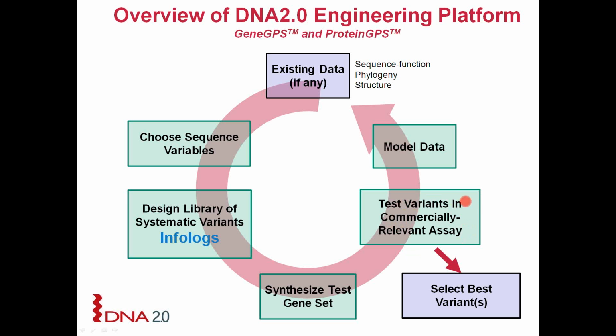So once we have data in the relevant assay, we can model that data, basically model the sequence function relationship, and we can do this iteratively. Once we've learned something about that relationship, we can choose new variables to explore, or we can explore the most important variables more deeply to come to a more optimal solution.